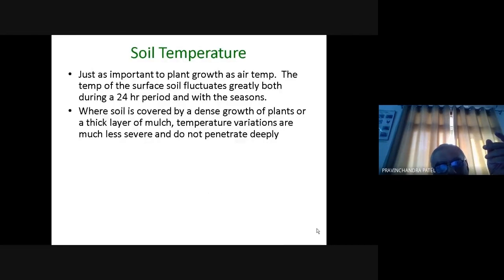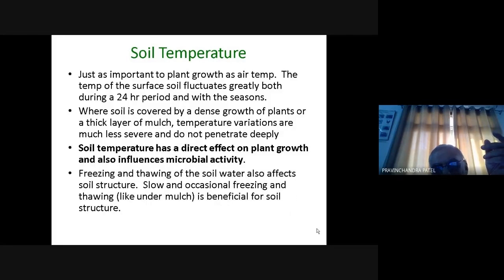And soil temperature. So soil temperature is also important. It is just as important for plant growth as air temperature. The temperature of the surface soil fluctuates greatly both during a 24-hour period and within the season. So you know that in summer season temperature is greater, and within the season also it changes. Suppose you take the winter season.